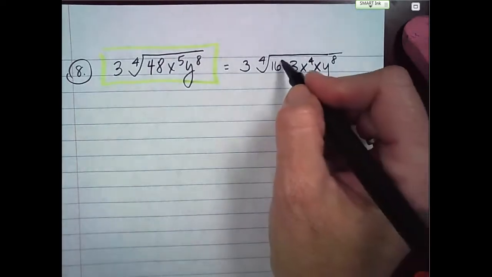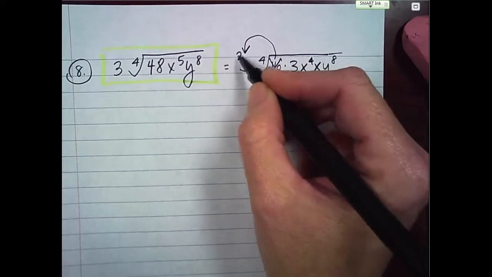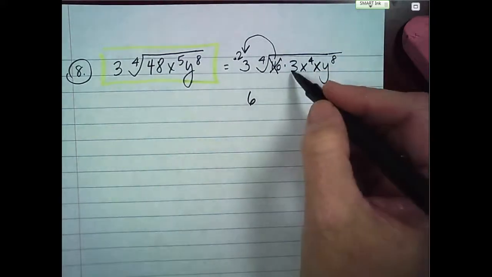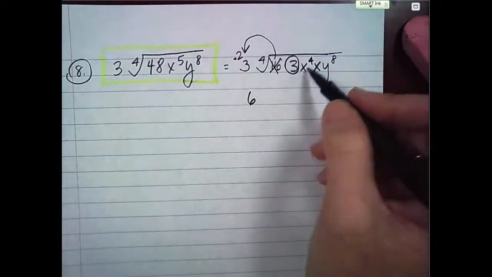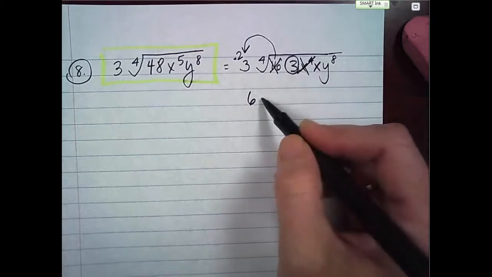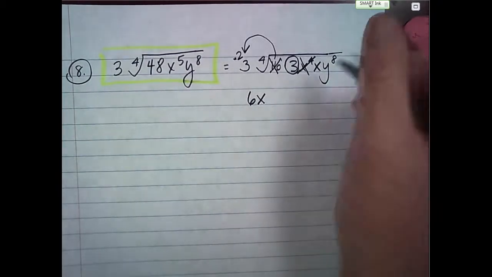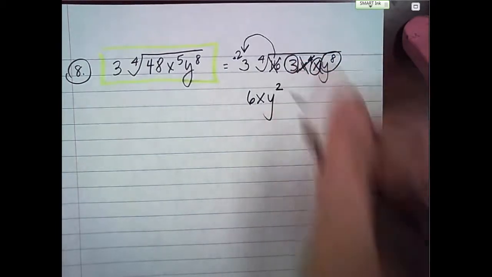When I take the 4th root of 16, you get 2. When you kick a 2 out, though, there's already a 3 there. So you have to do 3 times 2, which is 6. The 4th root of 3, you have to leave it in. On x, the 4th root of x to the 4th is x. Leave your x alone, and the 4th root here would be y to the 2nd power.